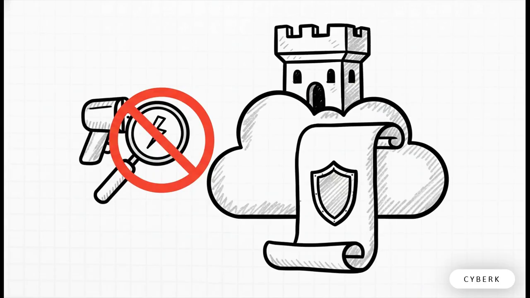Now here's a little modern-day wrinkle for you. When you're using cloud services, you don't actually own the land your fortress is built on. The provider might not let you scan their infrastructure. In those cases, your best defensive tools are actually your contracts and your service-level agreements to make sure your vendor is holding up their end of the security bargain.